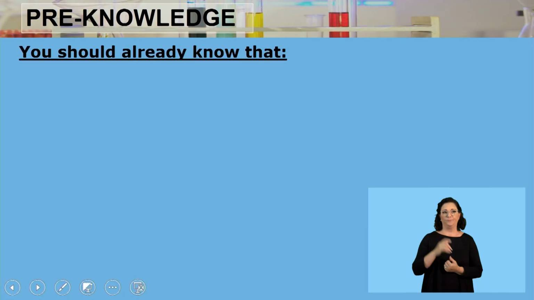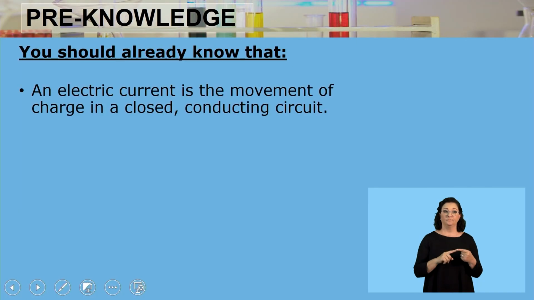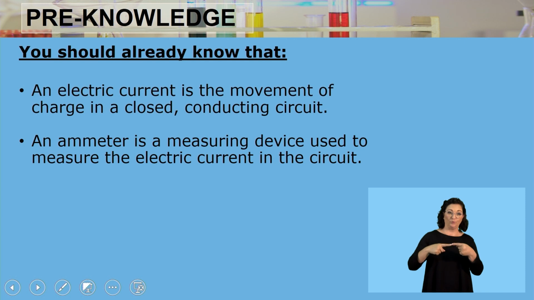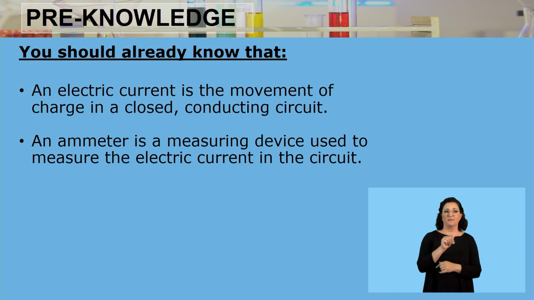Now, there are certain things that we know about electricity, about circuits in general. So these are the things that you should already know by now. Firstly, you should already know that an electric current is the movement of charge in a closed conducting circuit. Number two, an ammeter is a measuring device used to measure the electric current in the circuit.